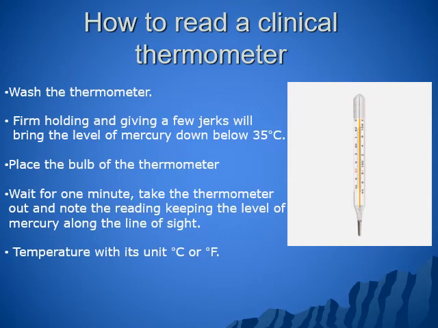Now place the bulb of the thermometer in your armpit or under the tongue and wait for a minute. And then take out the thermometer and note the reading, keeping the level of mercury along the line of sight. The temperature is with its unit, degree centigrade, depending on the clinical thermometer you buy. Some clinical thermometers show reading in degree centigrade and some show degree Fahrenheit.